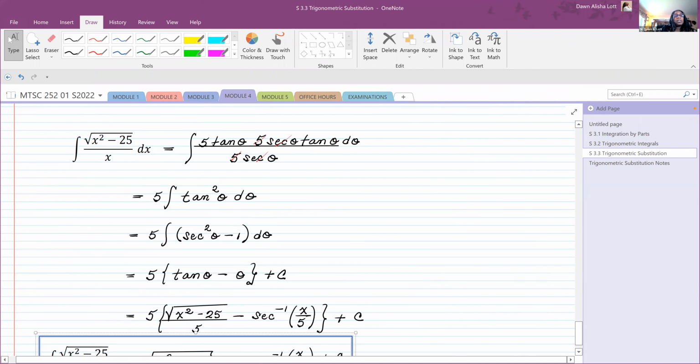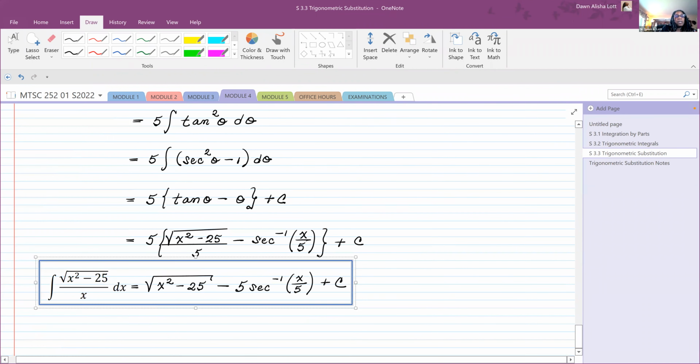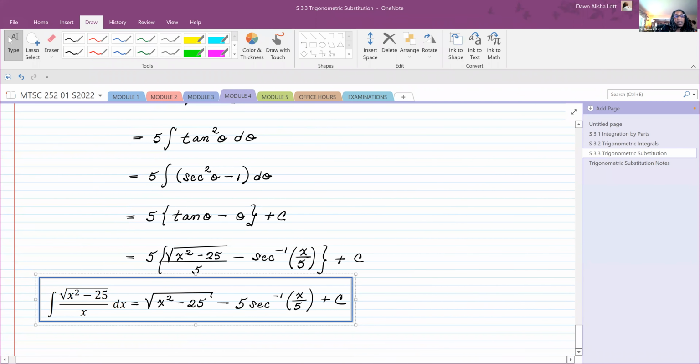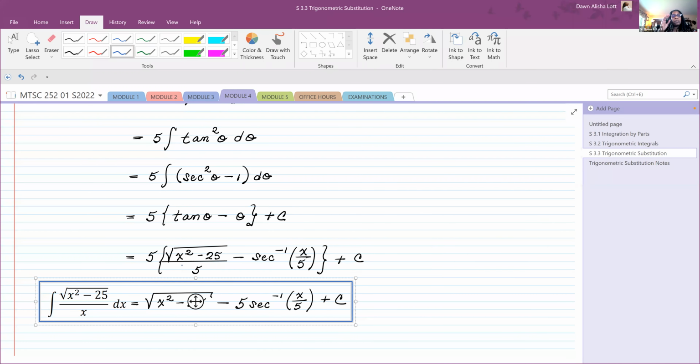Max, I actually moved the 5 outside the integral. That is correct. And then at this last step right here, where I had the tangent over 5, I multiplied, I put it back, I distributed it. So the 5 multiplied by the 5 in the denominator, divided out. And then it multiplied by the secant inverse of x over 5.